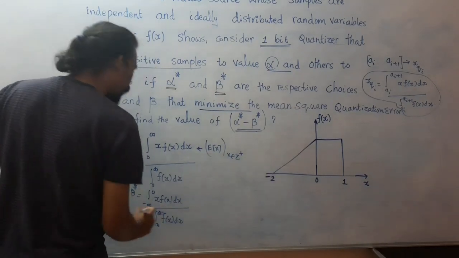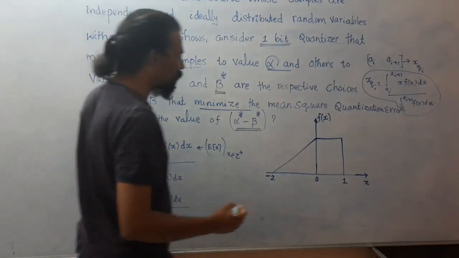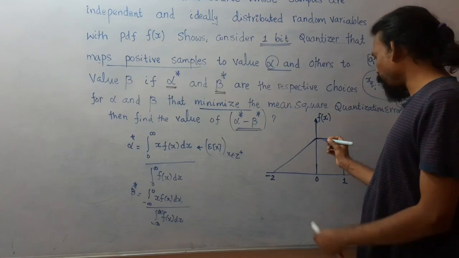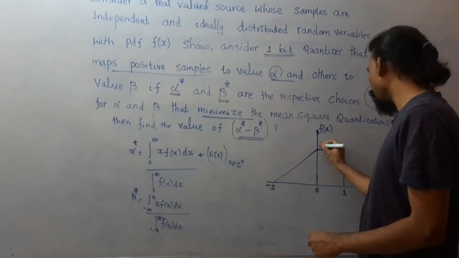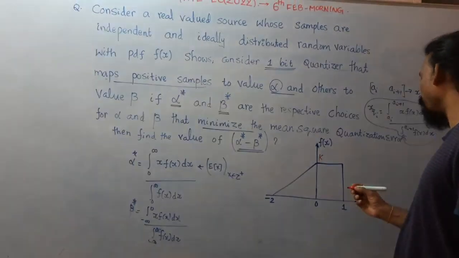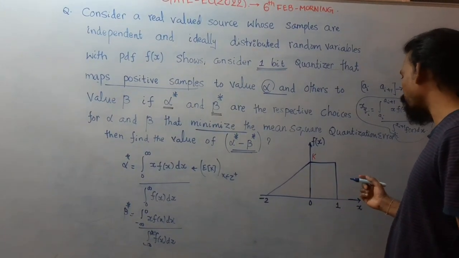Now first of all, we need the f of x function. The professor doesn't give f of x, so we have to find it. First, assume that this height equals some value k, and we have a property: the total area under the PDF function equals 1.